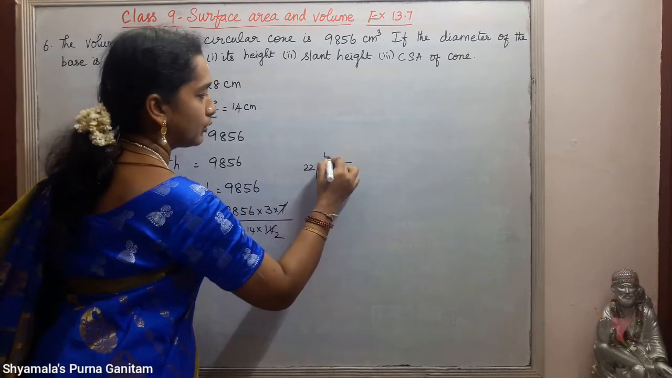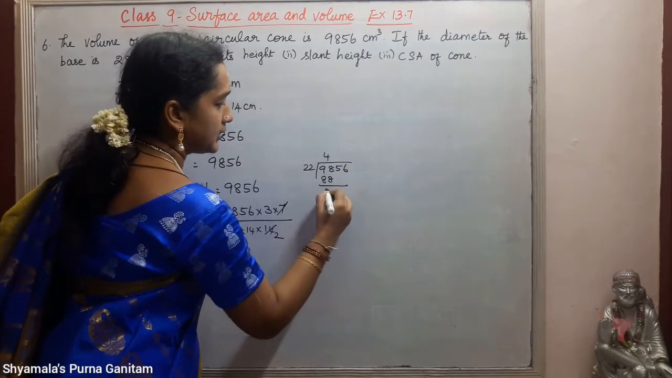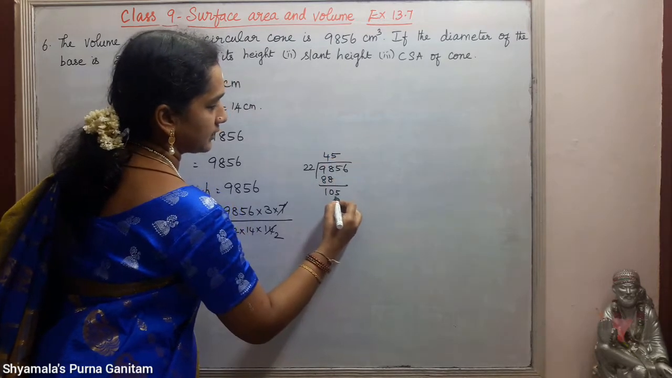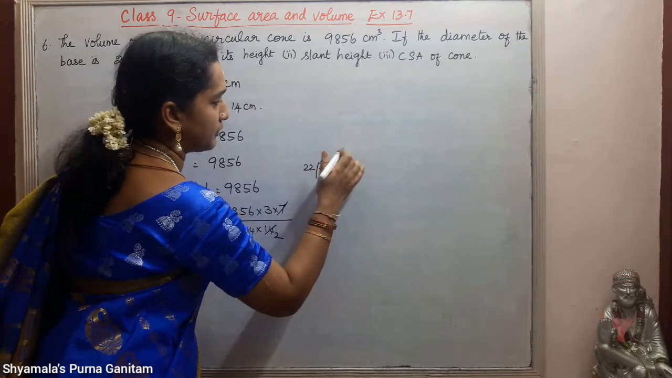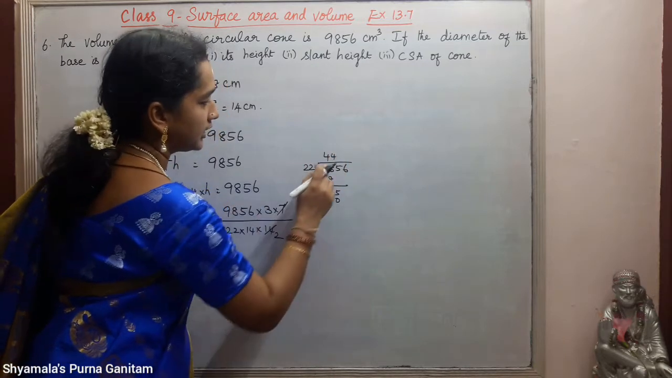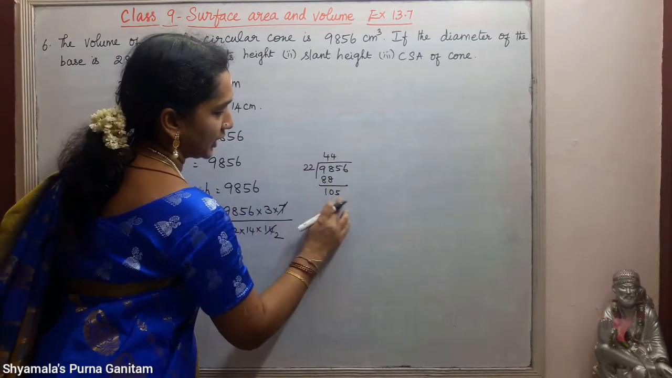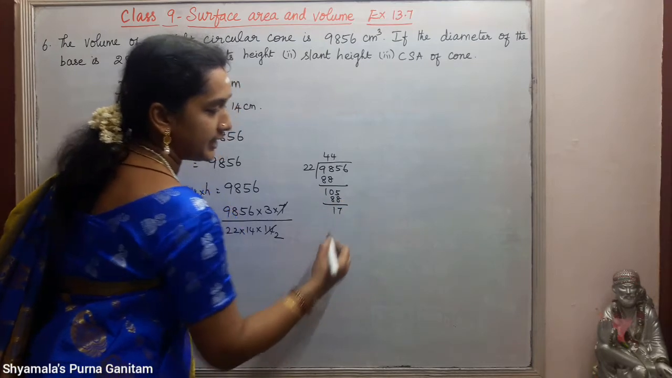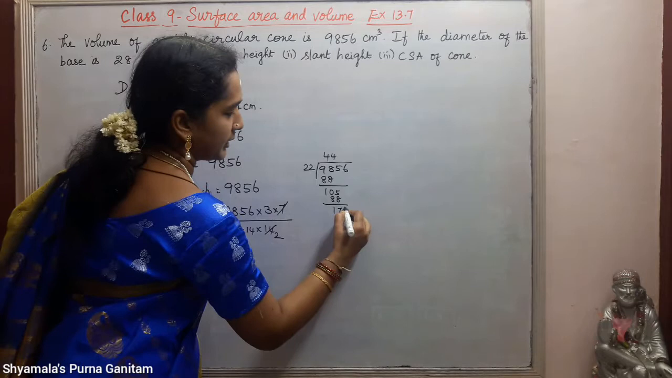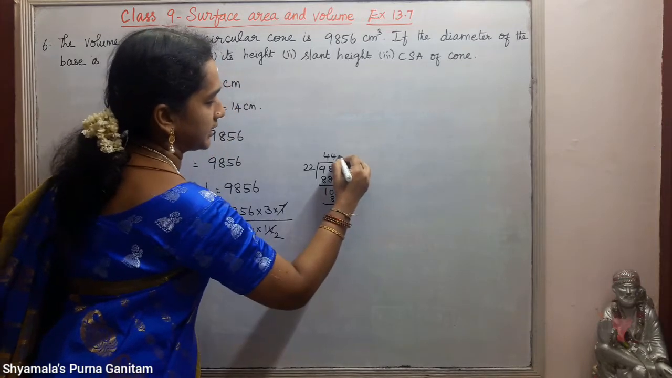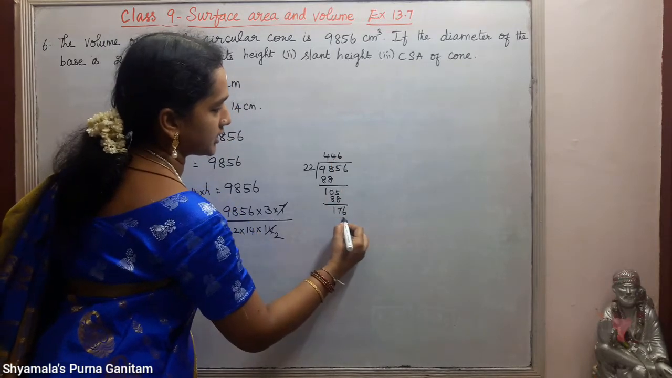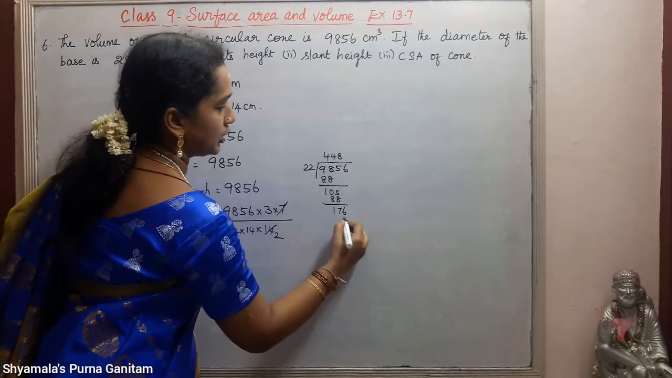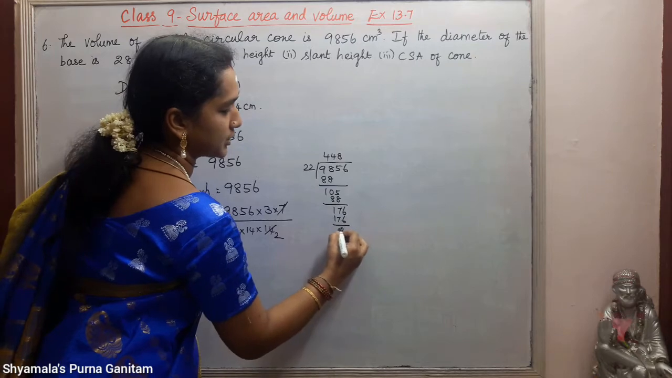So 22, 4 times is 88. 5 times is 110, which is too much, so only 4 times. 4 2s are 88, so the remainder is 17. We will bring that 6 down. Then 6 times it won't go. 6 2s are 12. 8 times? Yes. 8 2s are 16, plus 1 is 17.